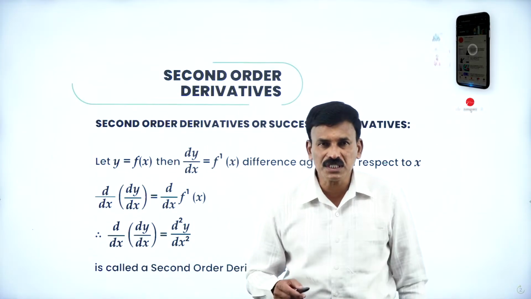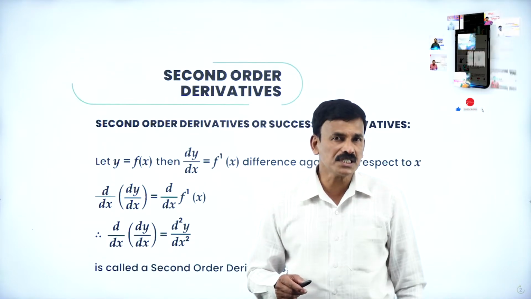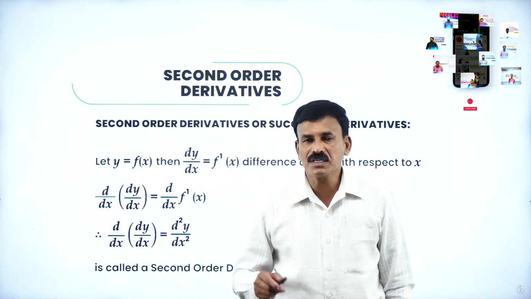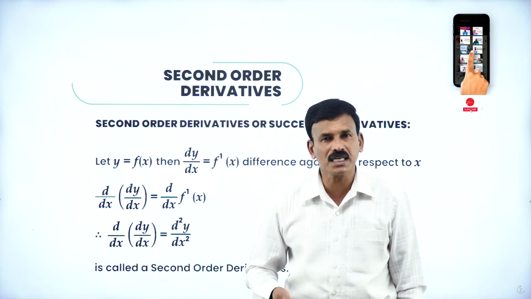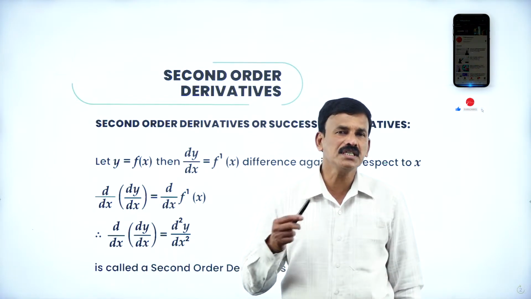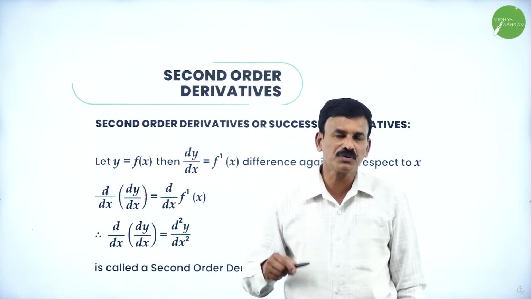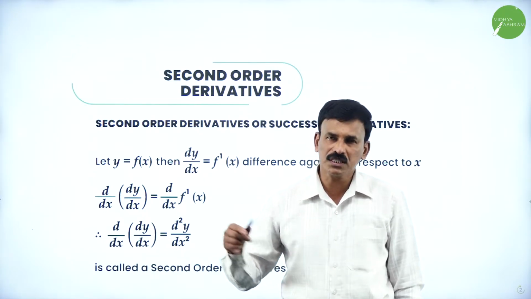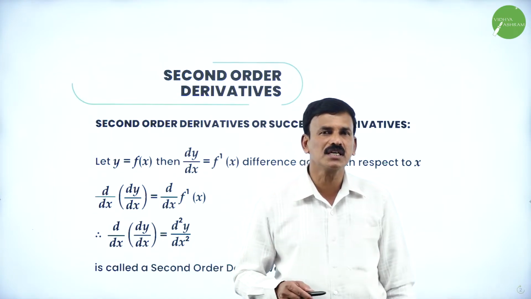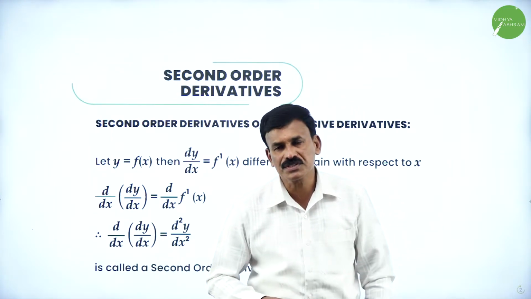Now let us know what is meant by second differentiation. If you differentiate a function one time, you will get the first derivative. If you differentiate the function again, you will get the second derivative. That means differentiating a function two times is called the second derivative. If you differentiate one more time, you will get the third. So if you differentiate n times, you get the nth derivative, and that is called successive differentiation.